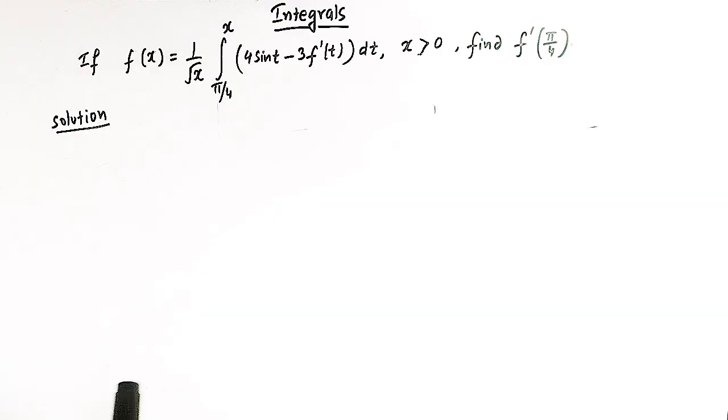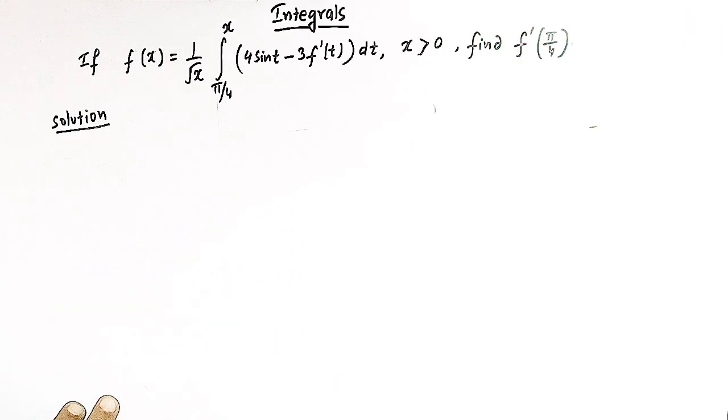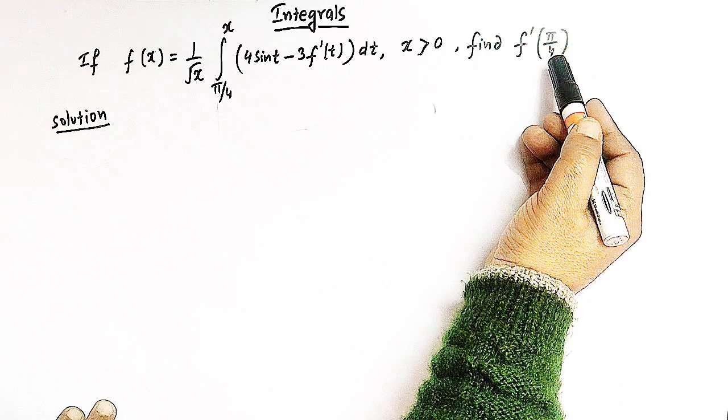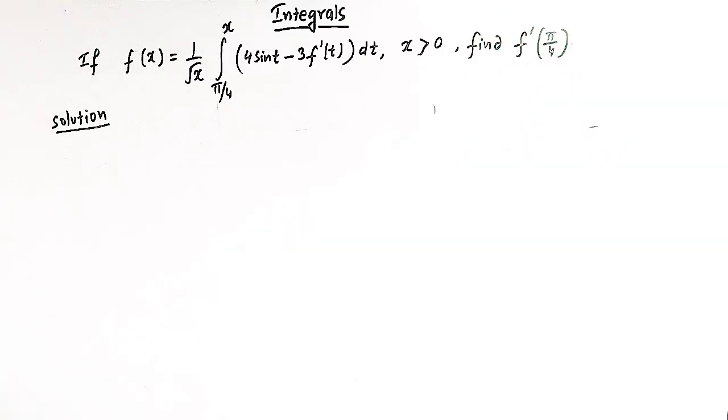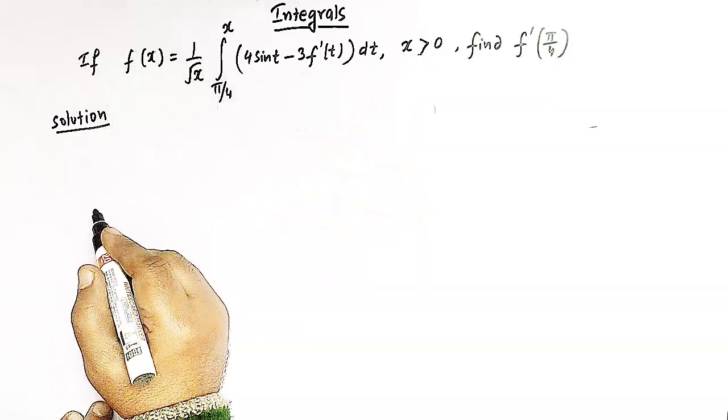So here we are going to make use of two important concepts. The first one is the Leibniz integral rule, and then we'll apply the product rule for differentiation, right? So let us see how we can easily find the value of f'(pi/4) using these two concepts. Let us differentiate both sides with respect to x.